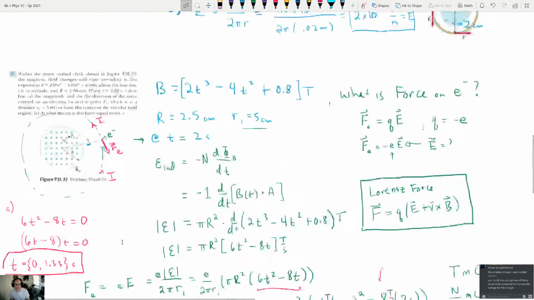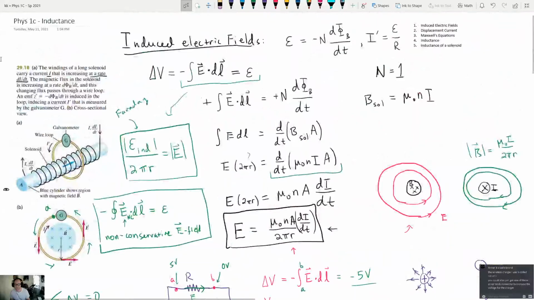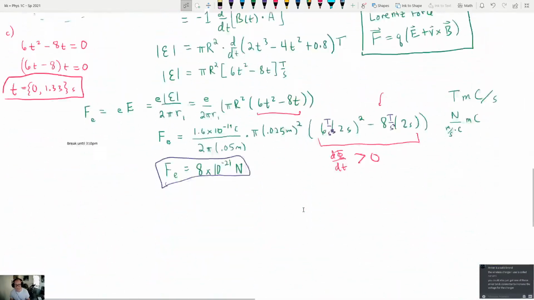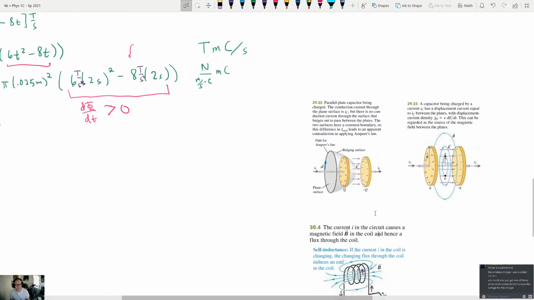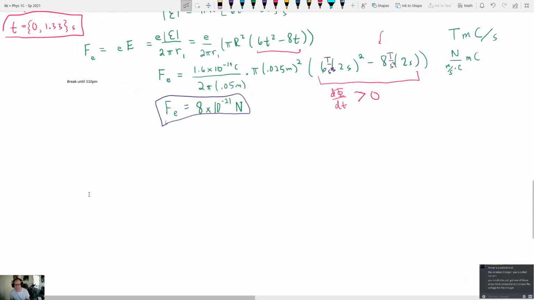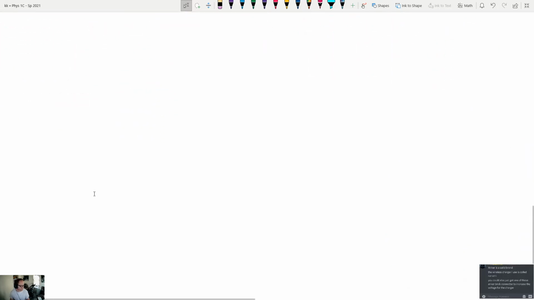All right, this is the second hour of Physics 1C for May 11th, and the next thing we're going to talk about is displacement current. And I think somewhere over here I have, let's draw some stuff first, and then I'll pull those diagrams in. Okay.